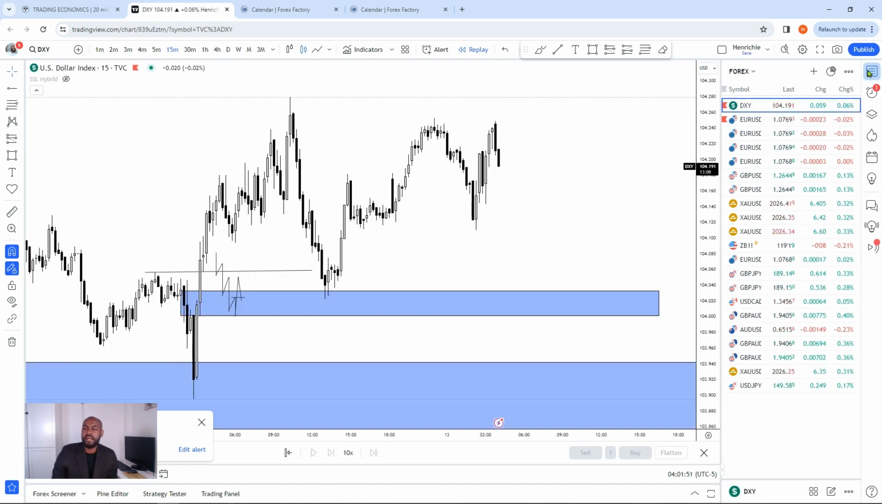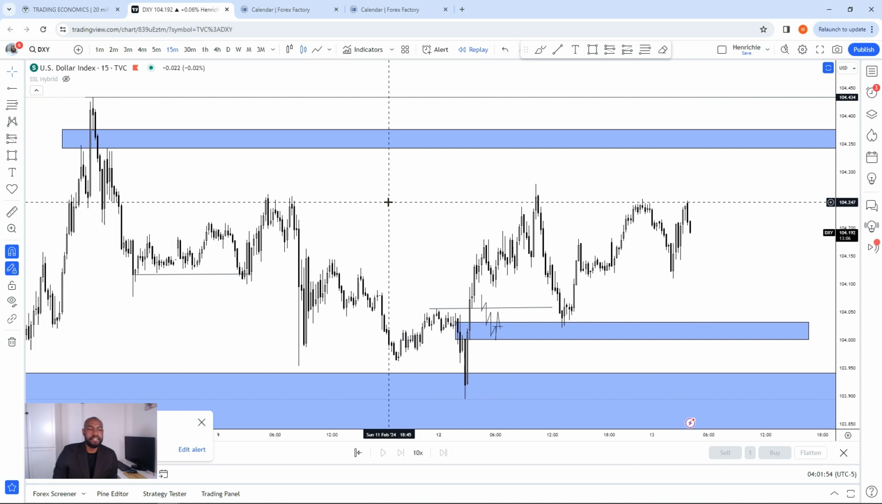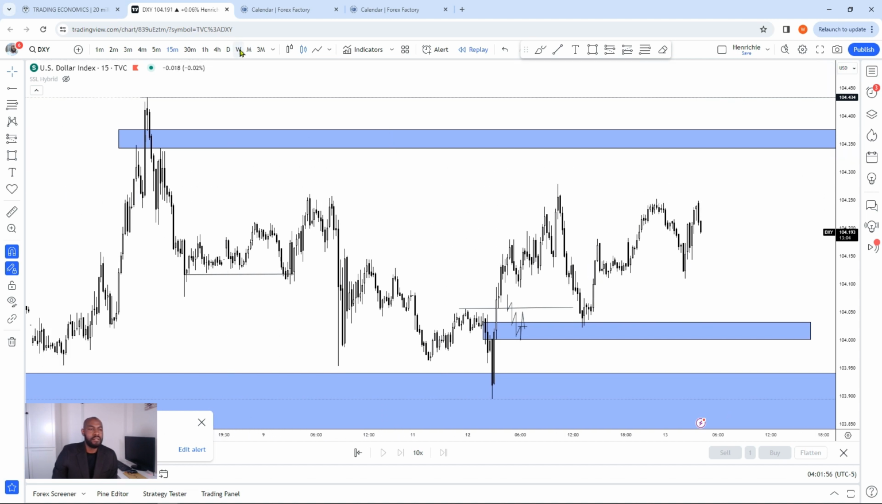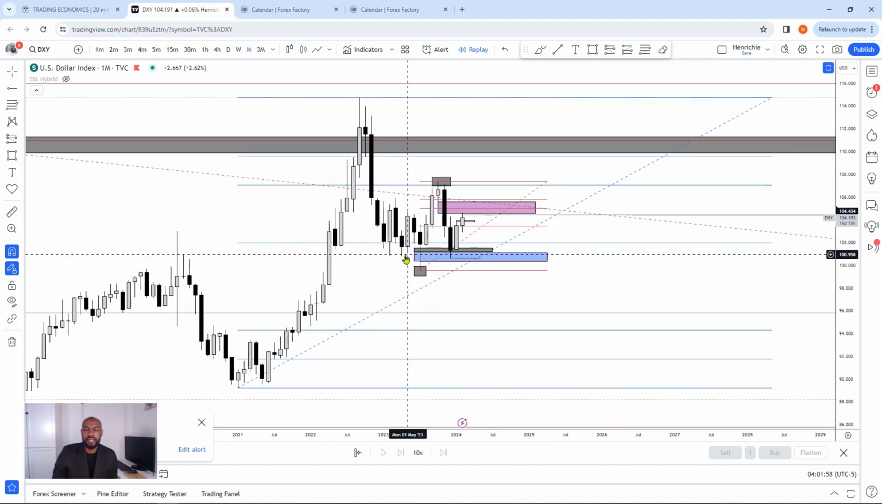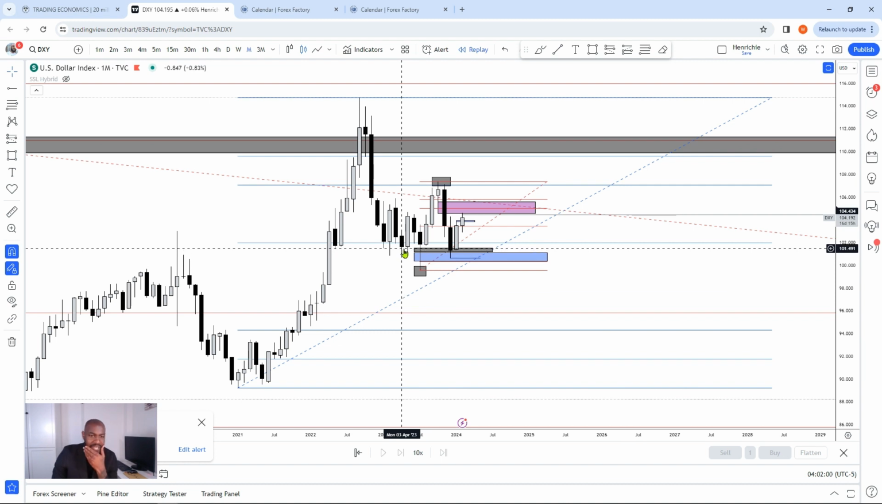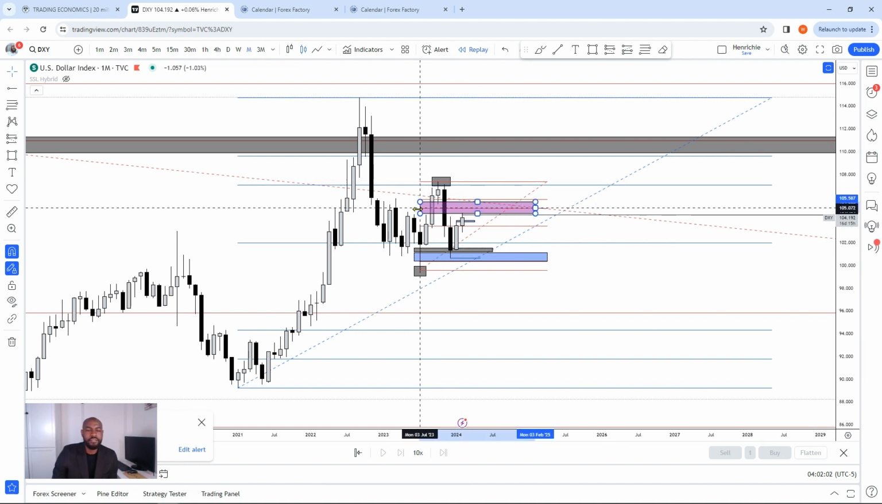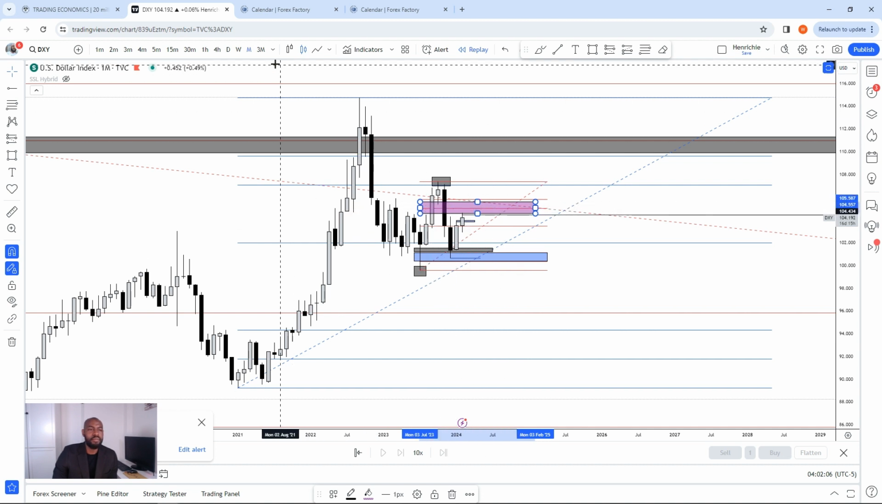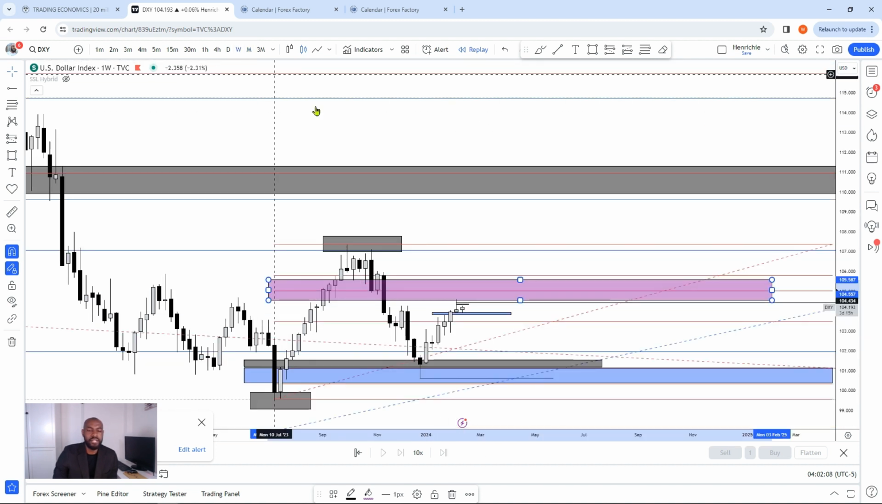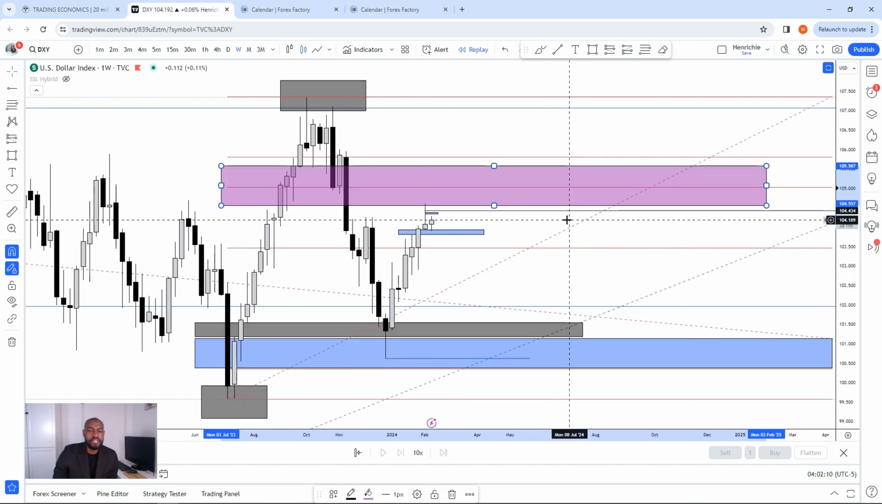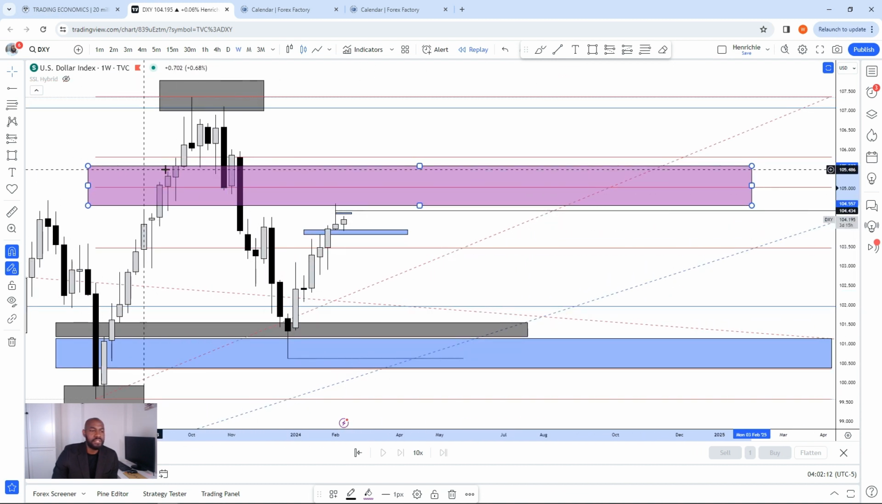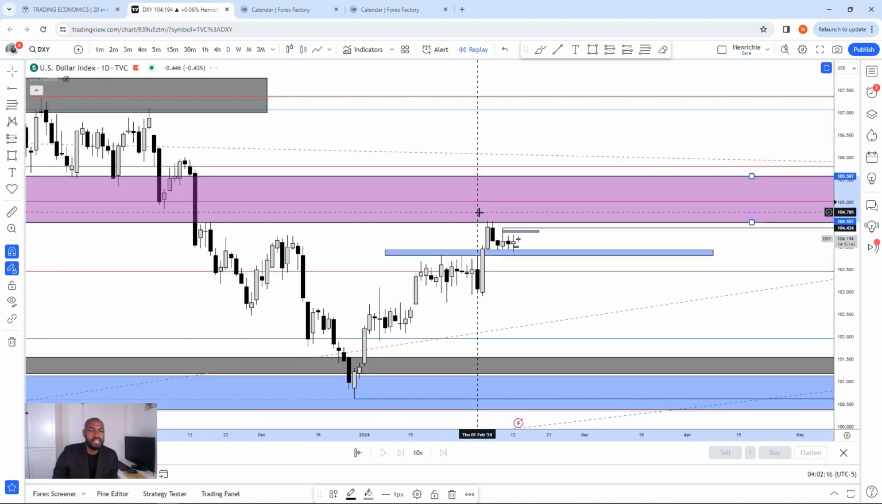So today we're going to start by talking about the dollar, and we're going to start by looking from the monthly time frame. On the monthly time frame, we're still edging higher into the extreme premium. Then if we scale down to the weekly time frame, you can see we still have our extreme premium resting right there, and we scale down to daily.